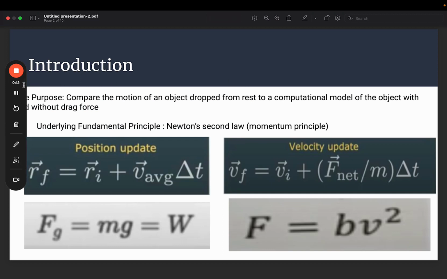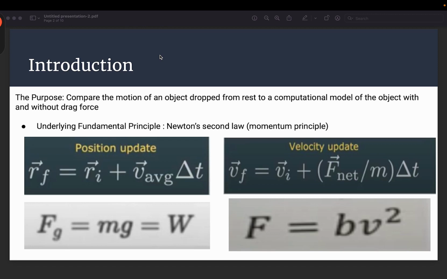The introduction. The purpose of this lab is to compare the motion of an object dropped from rest to a computational model of the object with and without drag force. The underlying fundamental principle throughout this experiment is Newton's second law, also known as the momentum principle. I've also included the position update and velocity update formulas, as they are directly derived from Newton's second law.